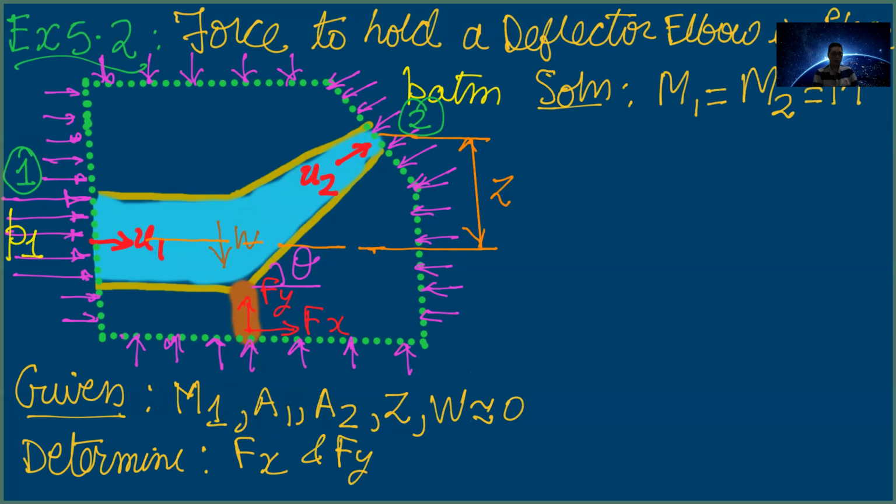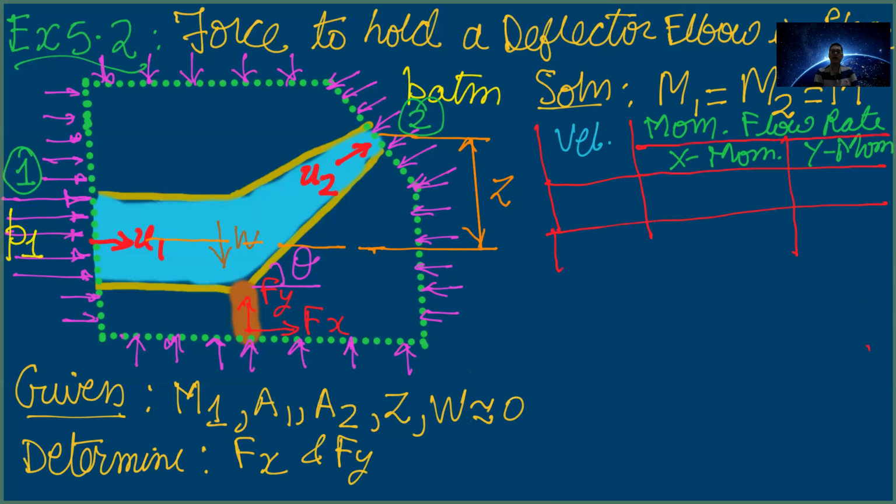Now the solution. We first start with the condition that for a steady flow, M1 is equal to M2 is equal to M, and we calculate the velocities. Using those velocities we'll calculate the x momentum flow rate and y momentum flow rate to finally calculate the Fx and Fy that we have to determine for this problem. Note that I am showing you the velocities here, where I is the inlet and O is the outlet. Using these velocities as well as the mass flow rate, which is M, we will obtain the x momentum flow rate at the inlet and outlet, and the y momentum flow rate at the inlet and outlet.